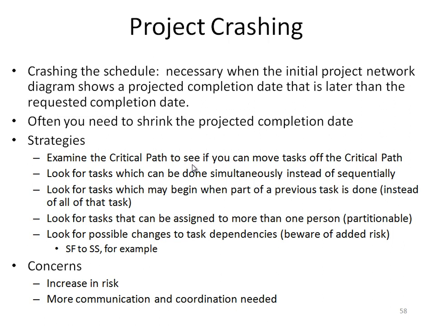We need to look for tasks which may begin when part of the previous task is done. So instead of waiting for task A to be done, I can start task C in the middle, because I don't need the whole output or the whole outcome from A. I need just a few outputs, and I can just start C. Look for tasks that can be assigned to more than one person, so I will have partial time for each activity.